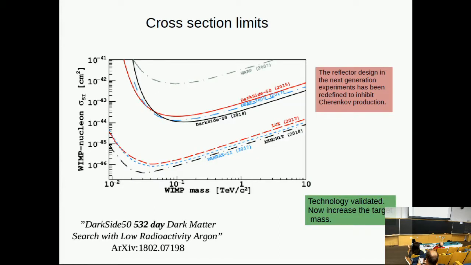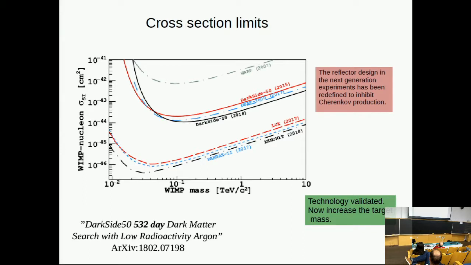This is the plot, the cross-section limit. The DarkSide 2015 and the 2018. So you can see that it moved the curve a little bit. So that's the cross-section limit of this counting experiment. It's important to say that the Teflon Cherenkov background is something that we now understand, so for the next generation, of course, the reflector design is going to change. There's not going to be Teflon anymore. No, it's going to be 3M foils.